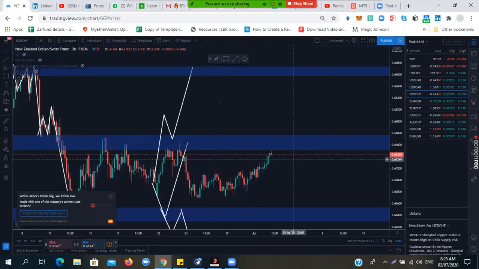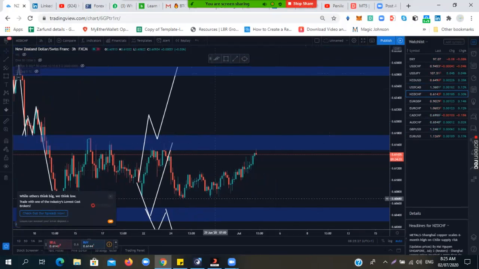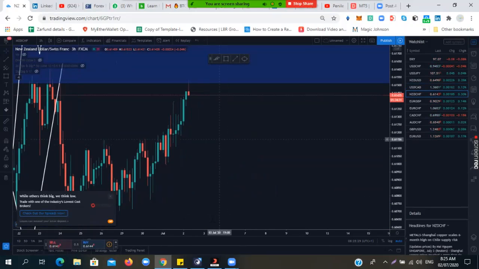NZD CHF, this is a 3-hour chart. So we might be looking for a pattern. If this closes in another 1 hour 30 minutes, then this is going to give us a sell pattern. So this is most likely going to be a sell pattern, depending on how it closes at the close of this candle. That's what we'll know what to do.